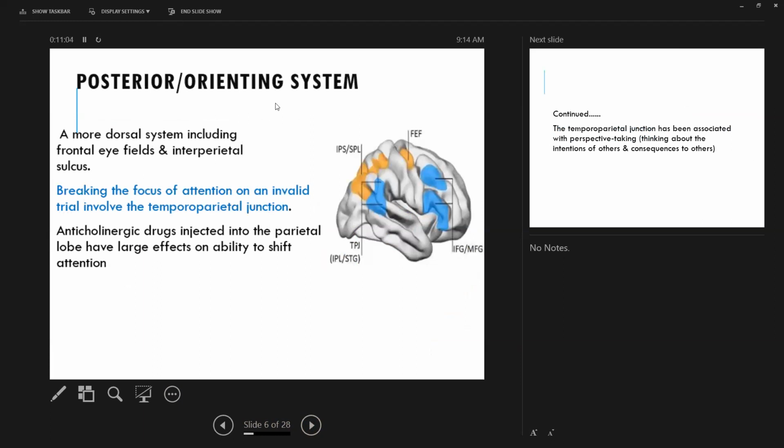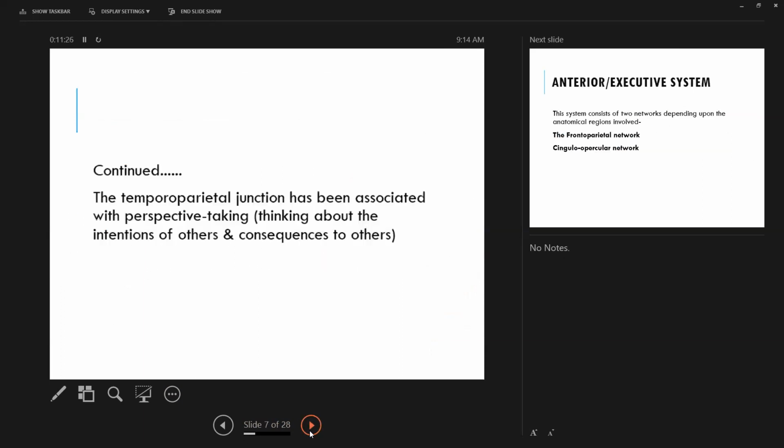The posterior or the orienting system is a more dorsal system, including the frontal eye fields and interparietal sulcus. It is concerned with breaking the focus of attention on an invalid trial, which involves the temporoparietal junction. Anticholinergic drugs injected into the parietal lobe have large effects on the ability to shift attention. The temporoparietal junction has been associated with perspective taking, or thinking about the intentions of others and consequences to others.